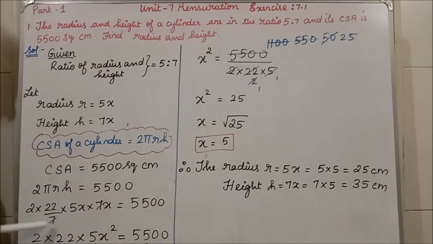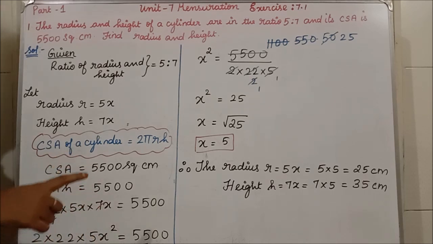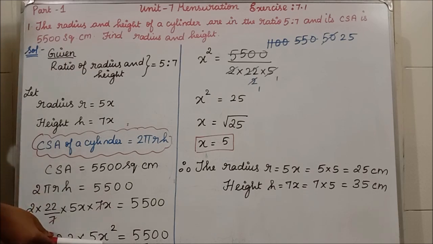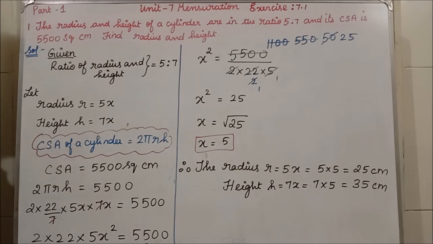We cancel this 7 and this 7. What is left? I have written in the next step. See, 2 into 22 into 5x square. Here 1x and here also 1x, so x into x is x square, is equal to 5500. In the next step, I am keeping the x square alone. All the remaining terms go to the denominator. So x square equals 5500 divided by 2 into 22 into 5.